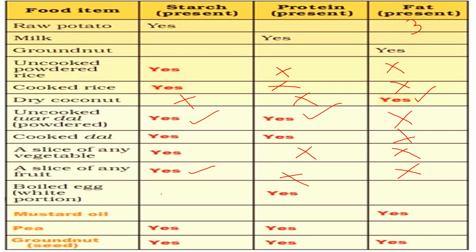Okay, now let's go to carbohydrates. Boiled egg does not contain carbohydrate, it contains protein and not fat. It is not a fat item. Next, mustard oil. Mustard oil contains fat, as we saw in the previous slide. Next, pea. It contains carbohydrates and protein, but not fat. Next, groundnuts. Yes, groundnuts are the best for carbohydrates as well as protein and fat.